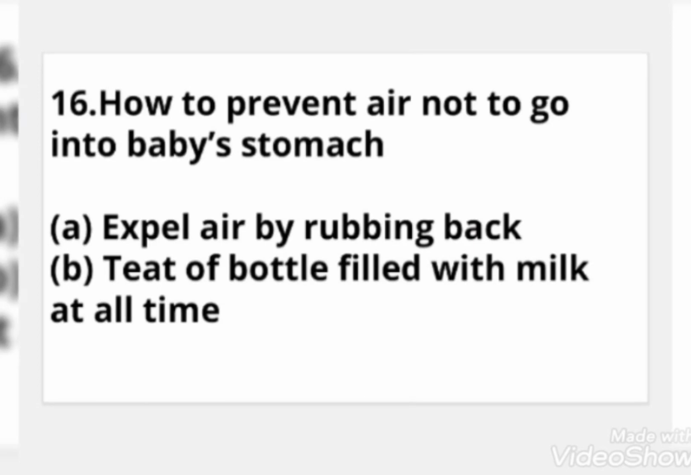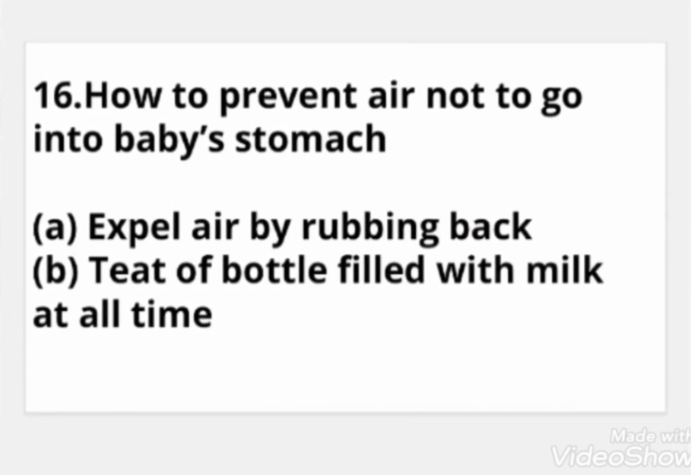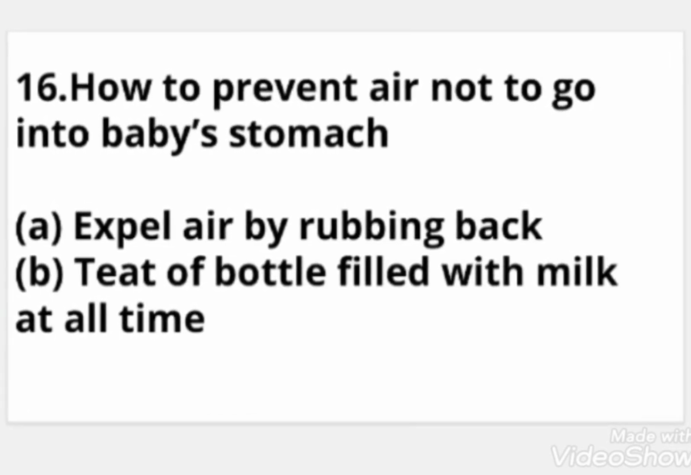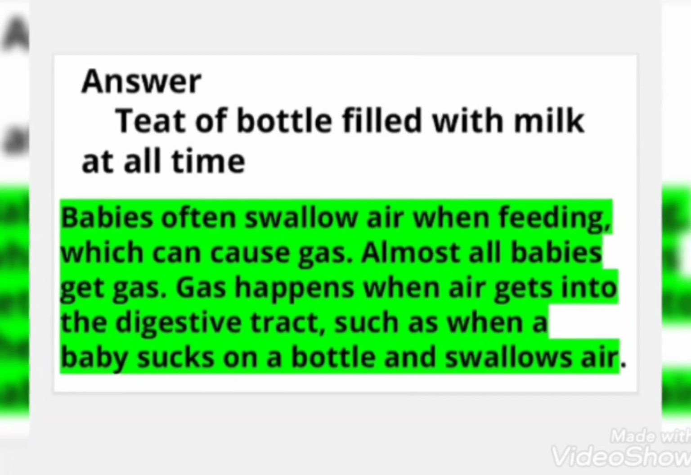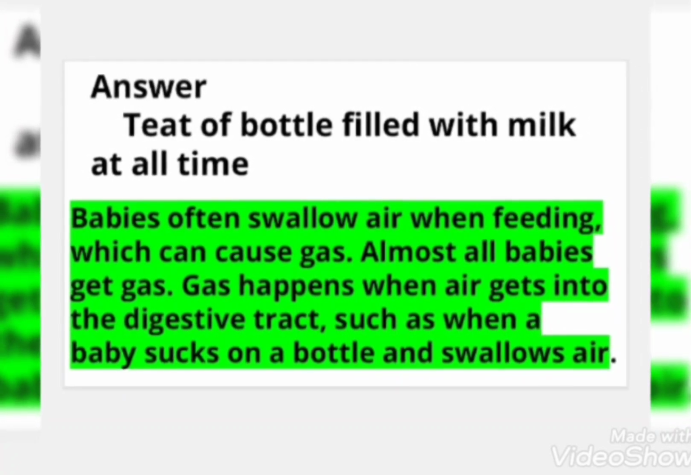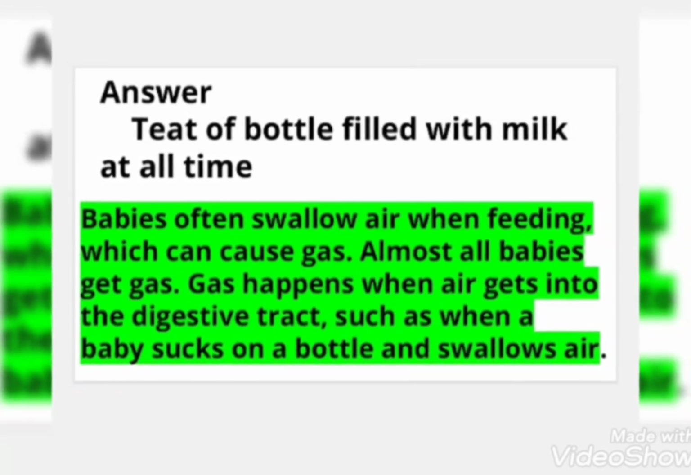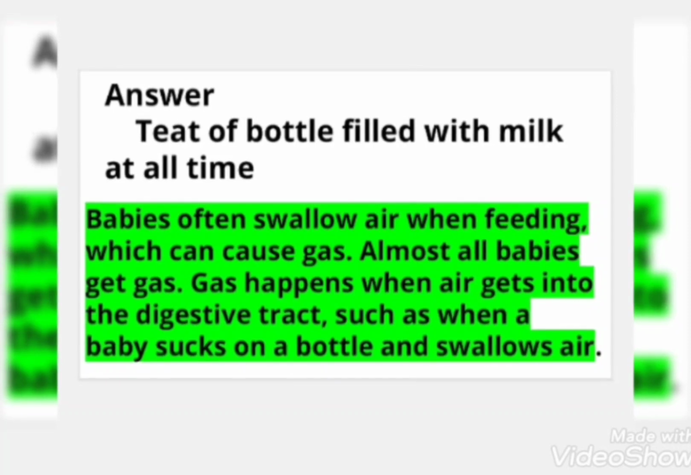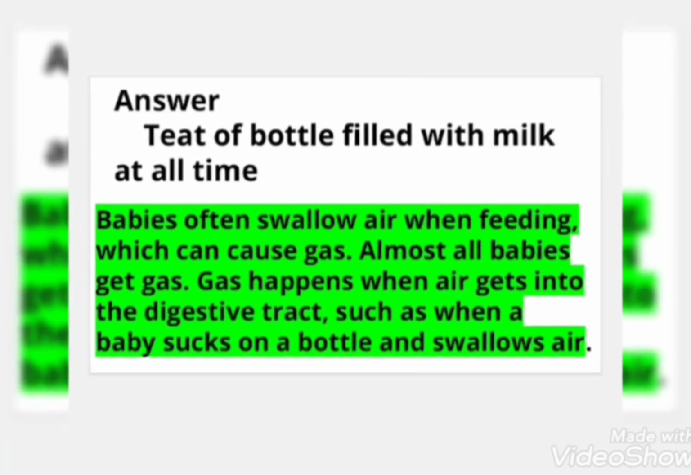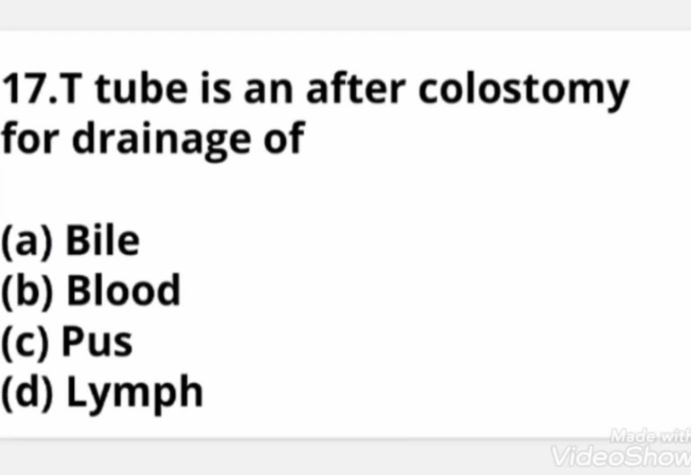16. How to prevent air not to go into baby's stomach. A. Expel air by rubbing back. B. Teat of bottle filled with milk at all time. Answer: teat of bottle filled with milk at all time. Babies often swallow air when feeding, which can cause gas. Almost all babies get gas. Gas happens when air gets into the digestive tract, such as when a baby sucks on a bottle and swallows air.